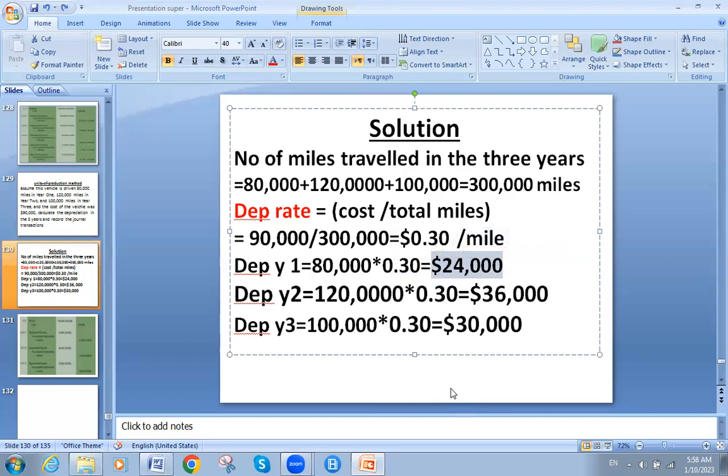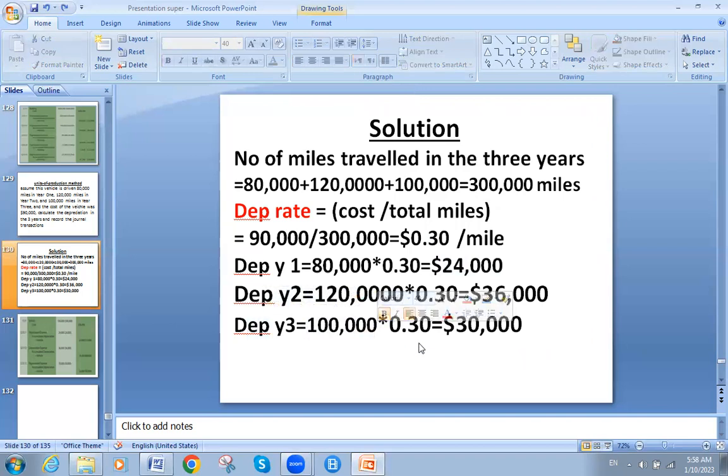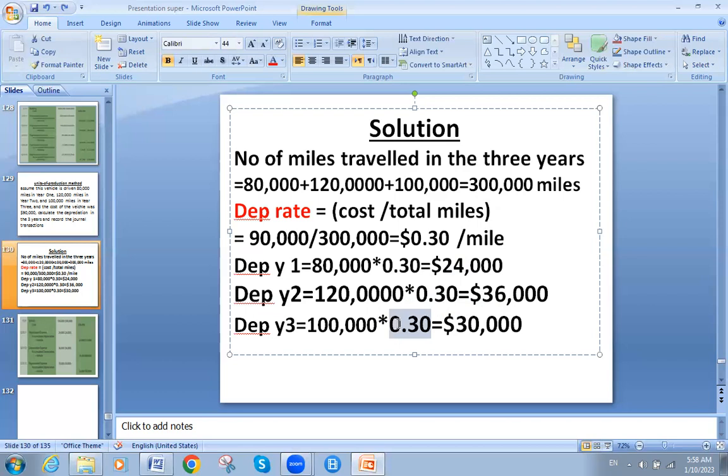Okay. Second year, the number of units produced, the production, times the rate again. The rate is 0.30, which gives $36,000. The depreciation for the third year will be how many miles it traveled in the third year times the depreciation rate, which is 30%, which means 30 cents. 30% here is 30 cents for a dollar. So the value reduced by $30,000. The same idea.